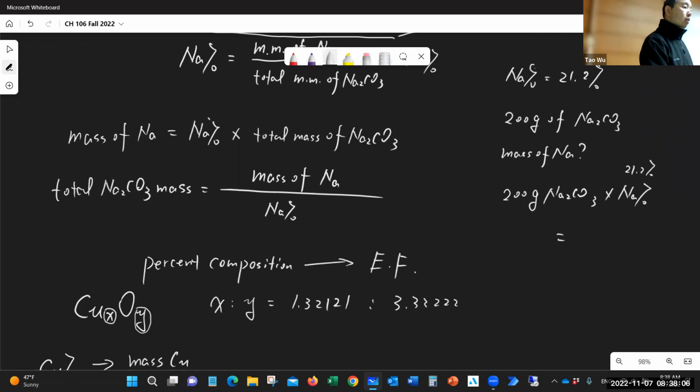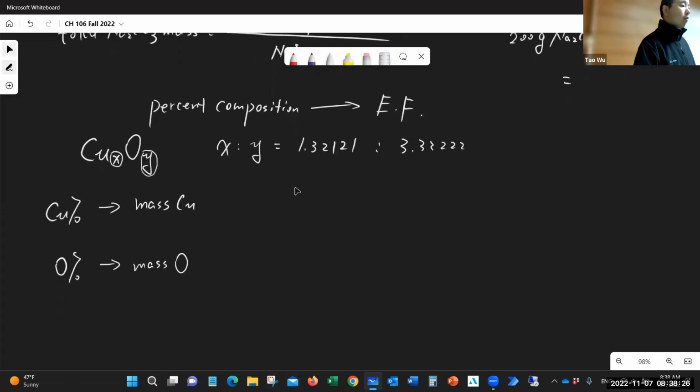Because if you want to figure out the mass of the copper in those compounds, you just need to assume we know the mass of copper oxide and multiply by the copper percent, and we will get the mass of copper. So this is how you do it. If you assume we have 100 grams of the compound, you multiply the 100 grams by the copper percent, and you will get the mass of copper, right? This is the easiest way to figure out the mass of copper.